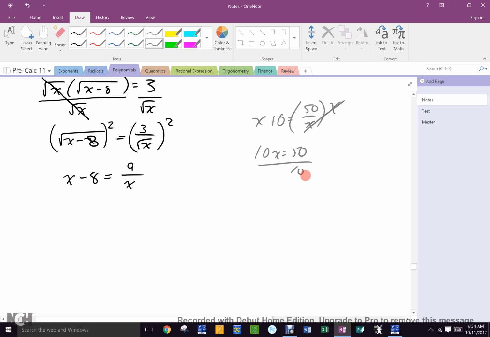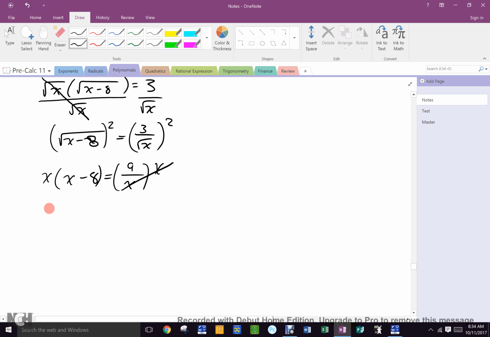So if you know how to do this, do you know how to do this? Yes. How do I get rid of that x in the denominator? Multiply by x. What happens there? Cancel. If I multiply the right side by x, what happens over here? Same thing. X times x is x squared minus 8x equals what? 9, right? Okay. Now what?